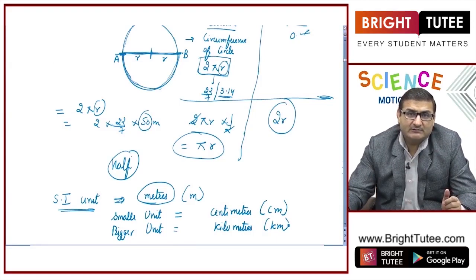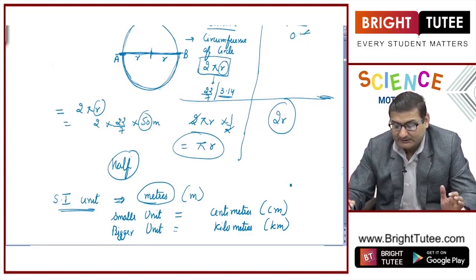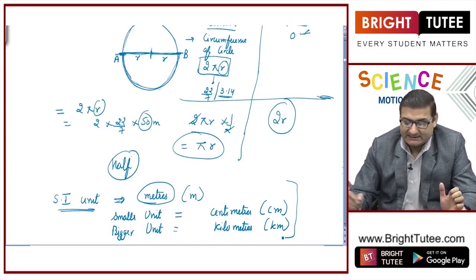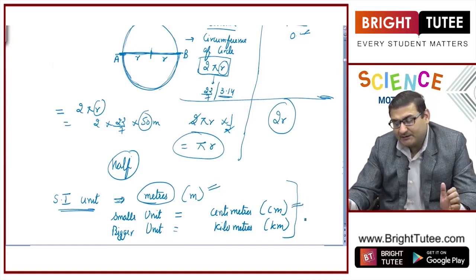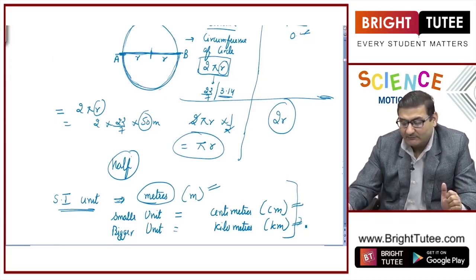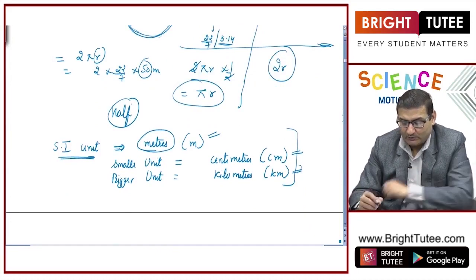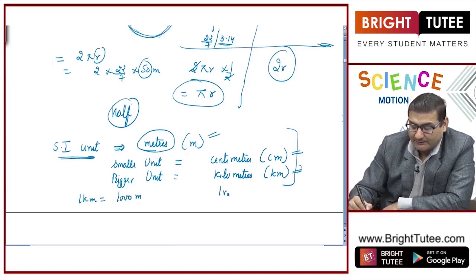There are many other units also, millimeter and picometer and femtometer and megameter, etc. But we are just restricted to these three particular units. We limit ourselves to these three units only. The SI unit, that is meters, one smaller unit, that is centimeters, and the bigger unit is kilometers. And we must know the relation between these. We know that 1 kilometer is equal to 1000 meters and 1 meter is equal to 100 centimeters.